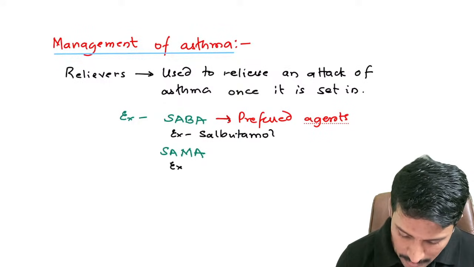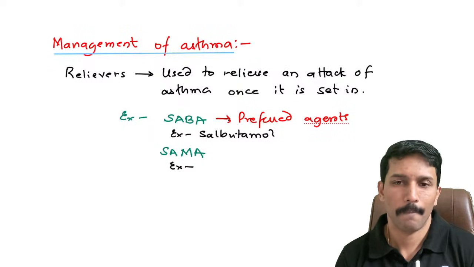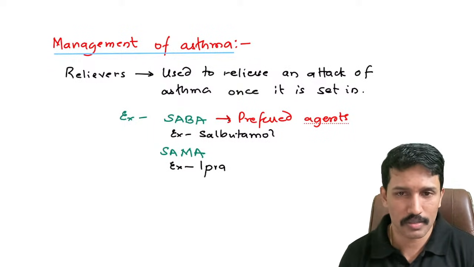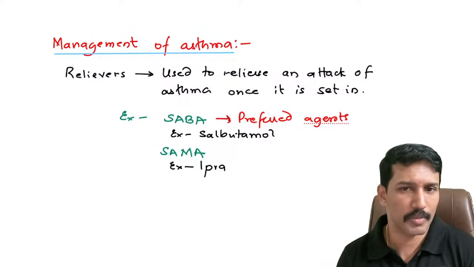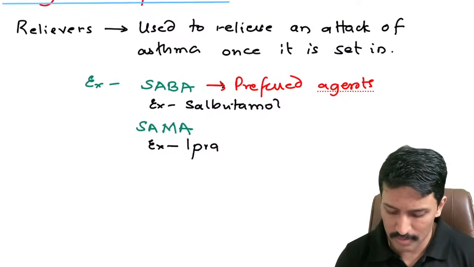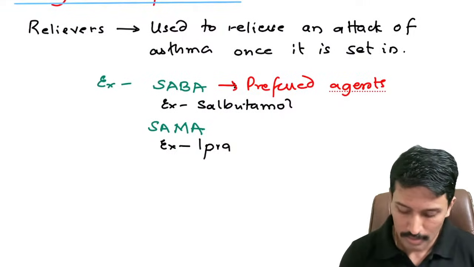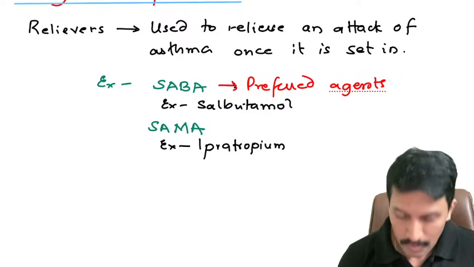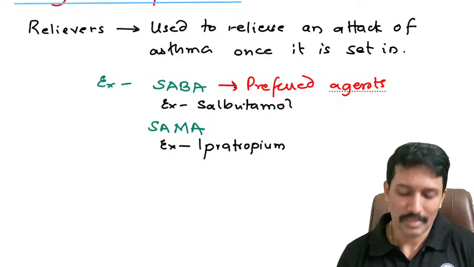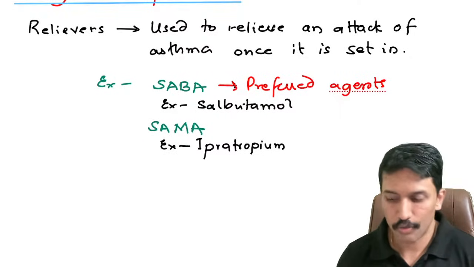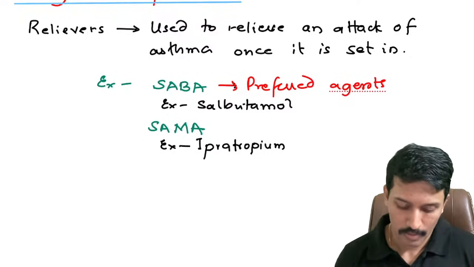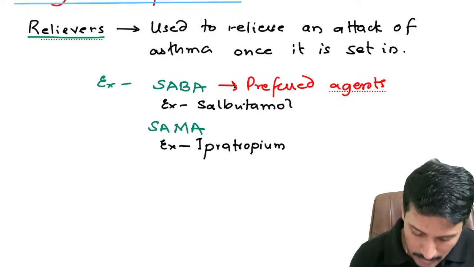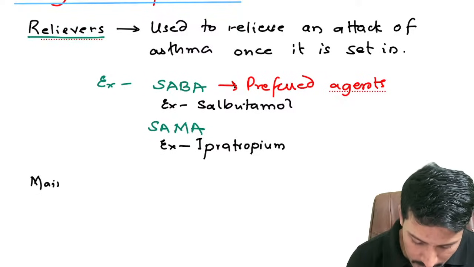And an example for SAMA, ipratropium. Atropine is an anticholinergic, right? Another antimuscarinic. The names that end with or are similar to atropine, ipratropium, tiotropium, these are all antimuscarinic agents. Ipratropium is short acting, tiotropium is long acting. So relievers are going to be short acting agents. And then we will have maintenance medications.